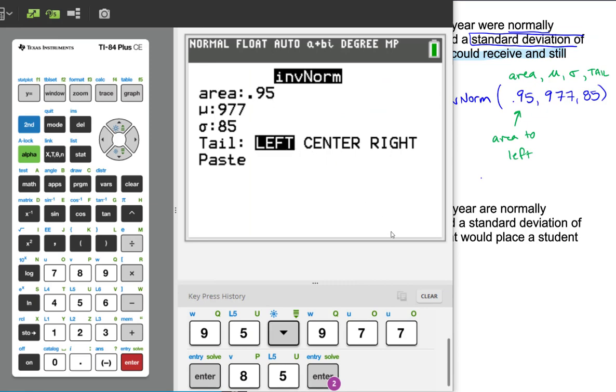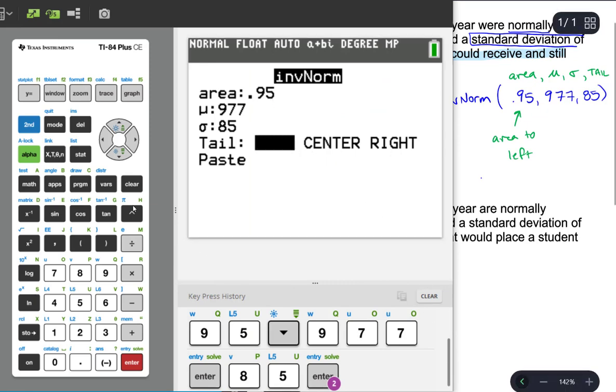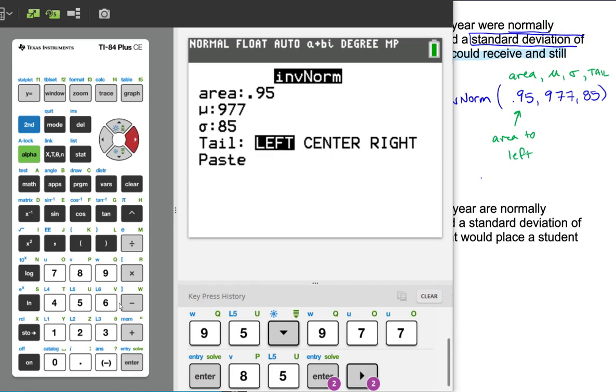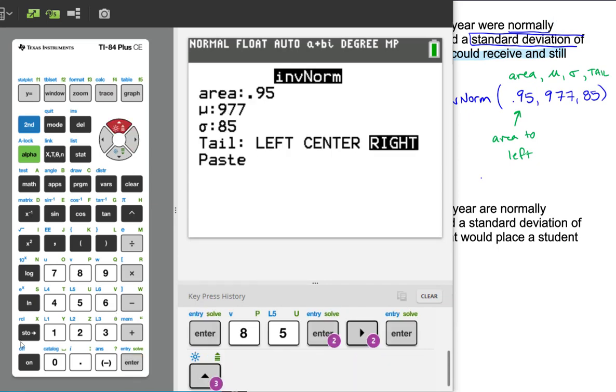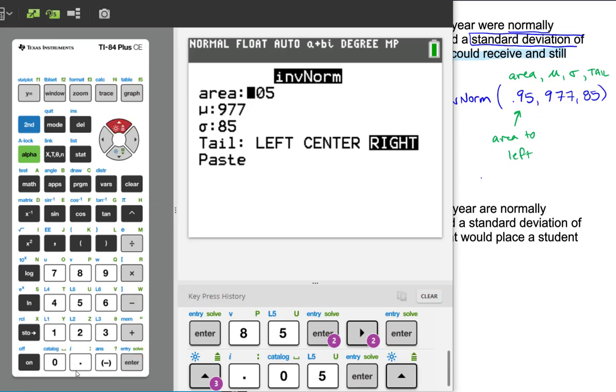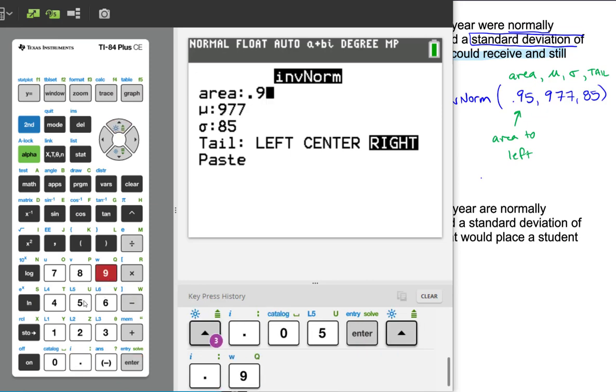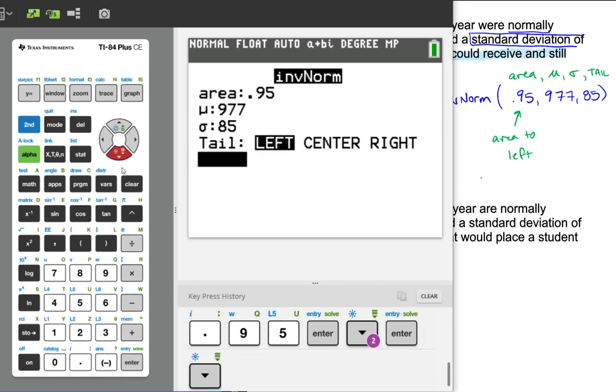If you do have this input, well, you're kind of at an advantage here, because you can choose to just say this is an area to the right of the score, and then you don't have to worry about any conversions. You can just leave it as 0.05. Either way, you'll get the same answer. I'll go the first way, making it an area to the left, and show you what the answer is.